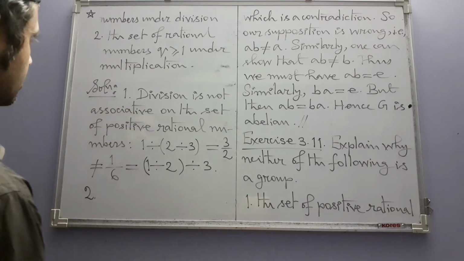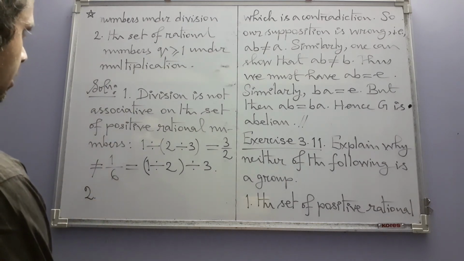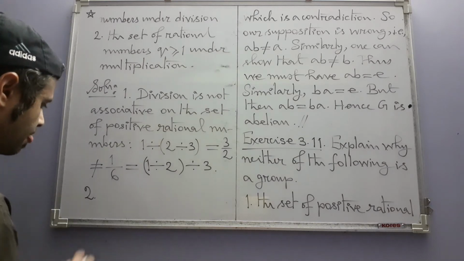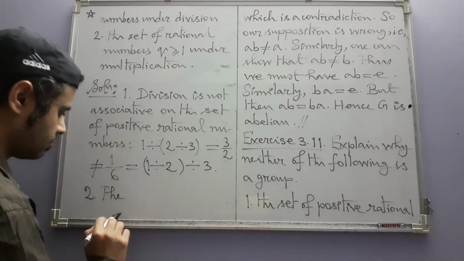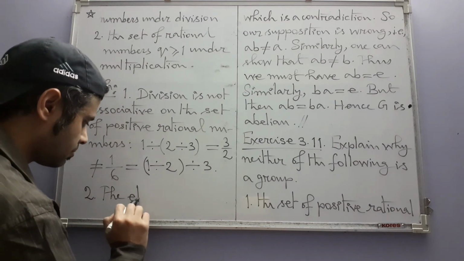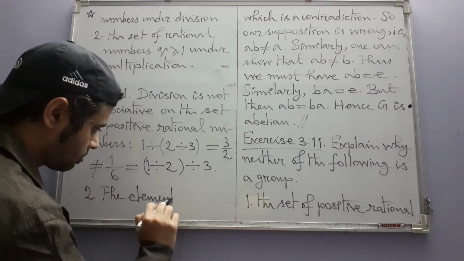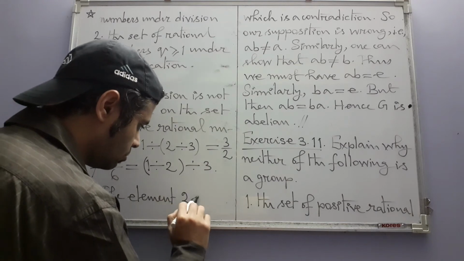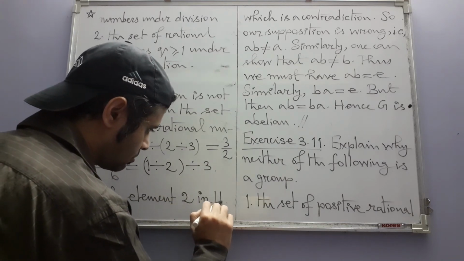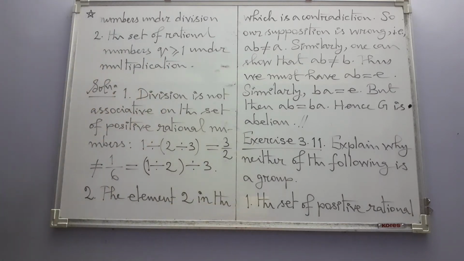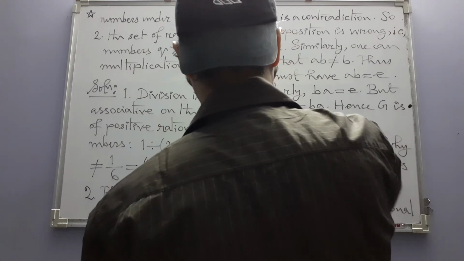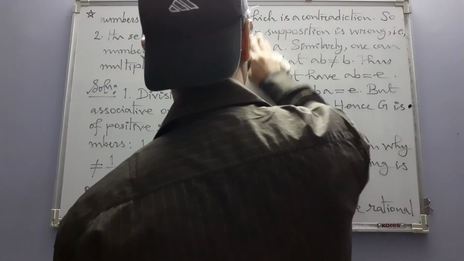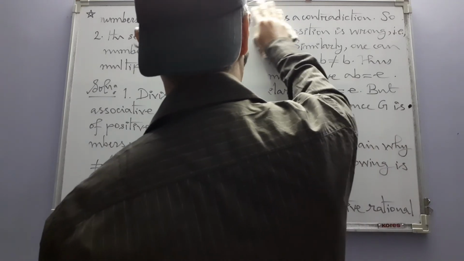The second one, the set of rational numbers under multiplication. The element 2 in the given set, because 2 is a rational number greater than or equal to 1, in fact strictly greater than 1. This has no inverse.